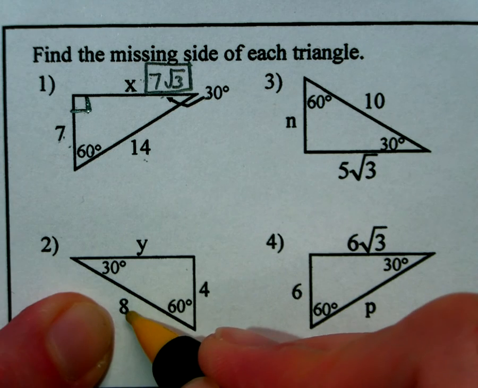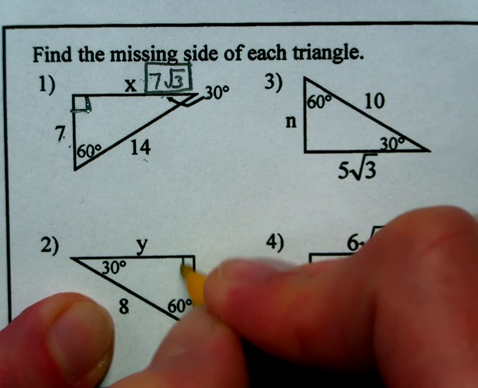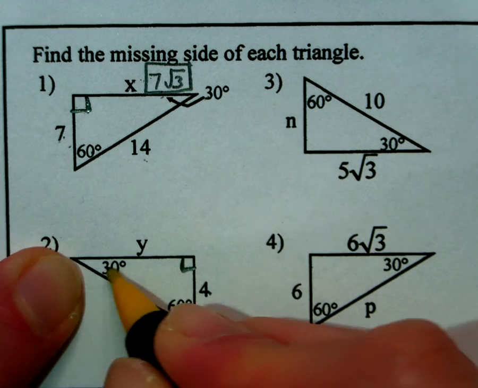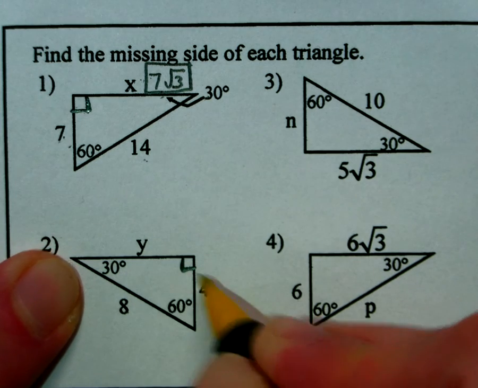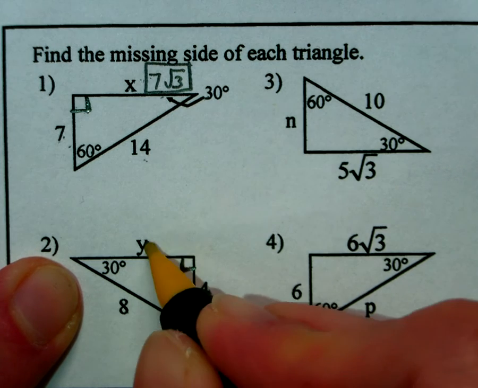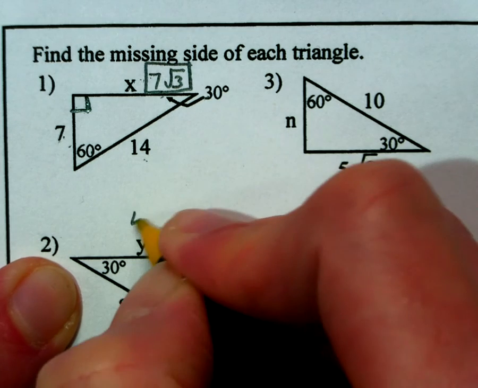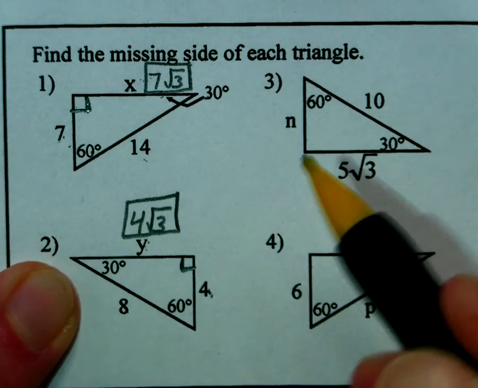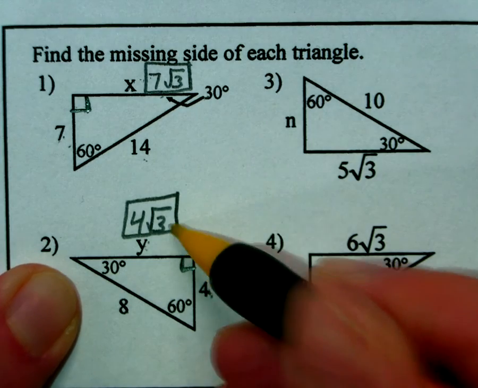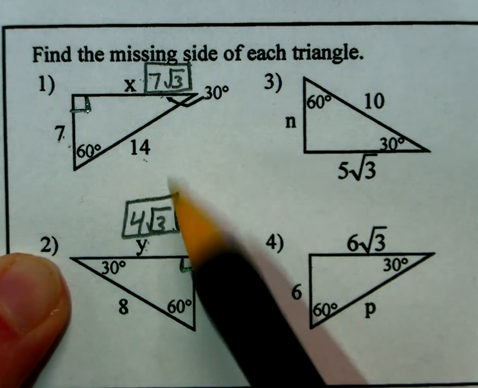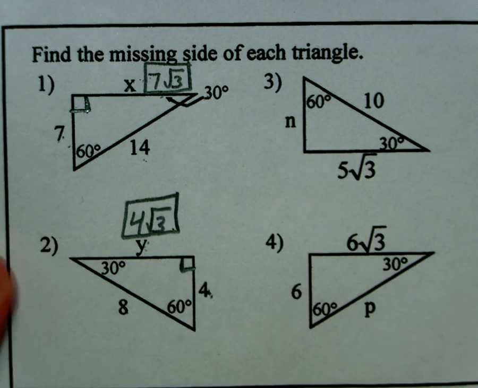8 is my hypotenuse. This is my right angle that should be marked here. 4 is the short leg. It's across from the 30. And again, we're looking for the longer leg. So you always go from the shorter leg to the longer leg and just put a square root of 3 on it, and that's it. So if you have the short leg, you need the long leg. You take it times the square root of 3. And if they're whole numbers, that's easy. You just put a square root of 3 on it.